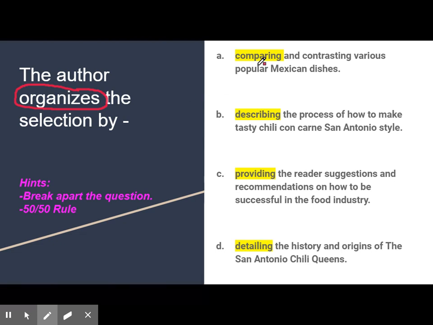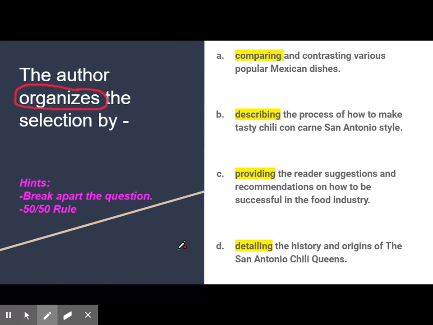So is the author comparing and contrasting various popular Mexican dishes? Is the author describing the process of how to make tasty chili con carne, San Antonio style? Is the author providing the reader suggestions and recommendations on how to be successful in the food industry? Or is the author detailing the history and origins of the San Antonio chili queens? Again, I'm going to ask that if you are completely stuck, you grab a dictionary to figure out any of the words you don't know what they mean, and you go back to the text.